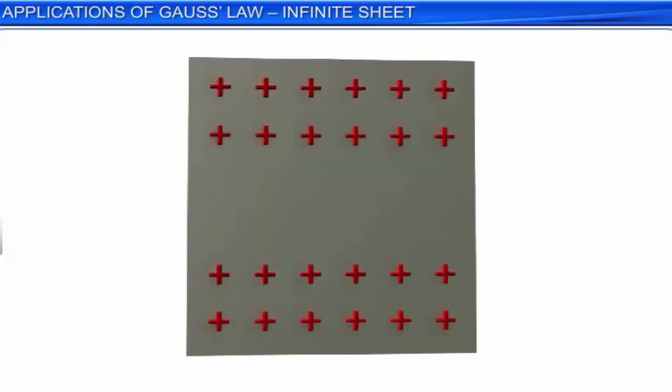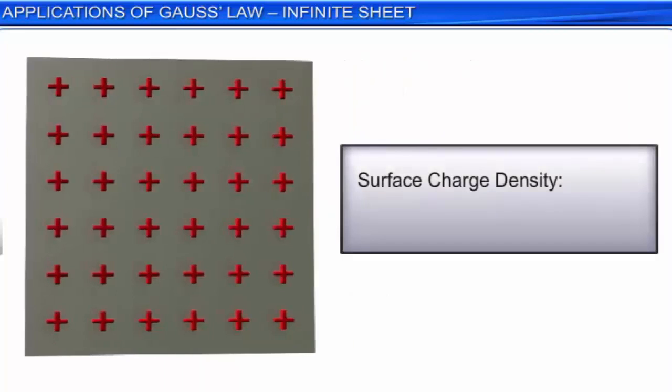Let us consider an infinite plane sheet of charge carrying a uniformly distributed positive charge. Its surface charge density, sigma, is the charge per unit area of the sheet. That is, sigma is equal to Q by A, where Q is the charge on the sheet distributed over an area A. We can represent it as Q_in is equal to sigma into A.